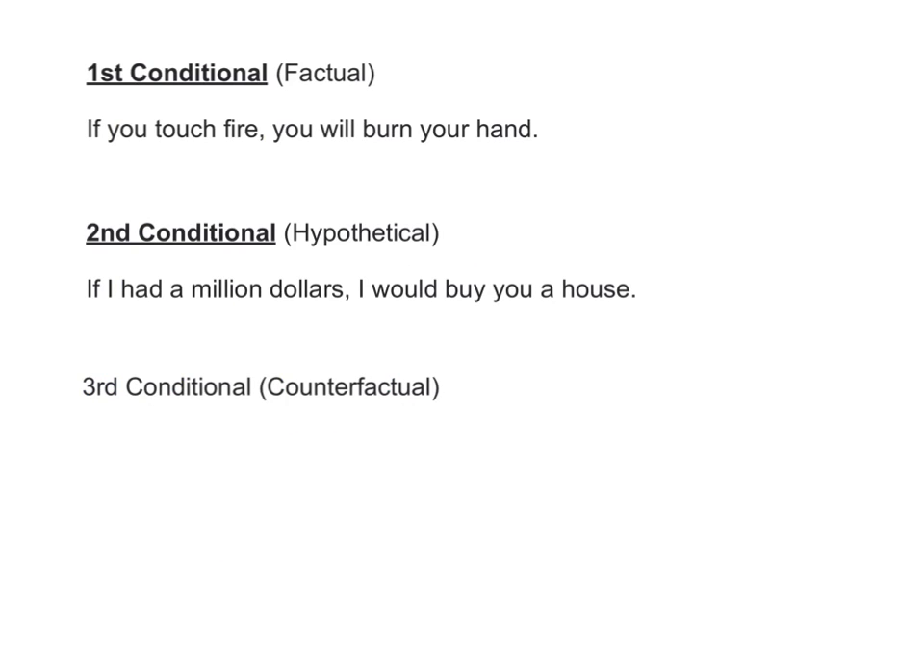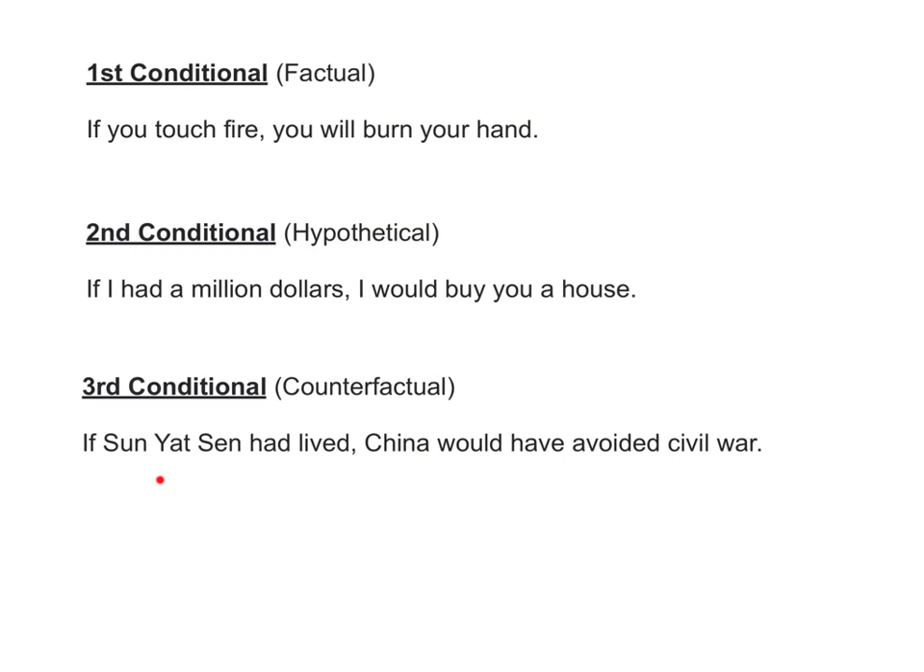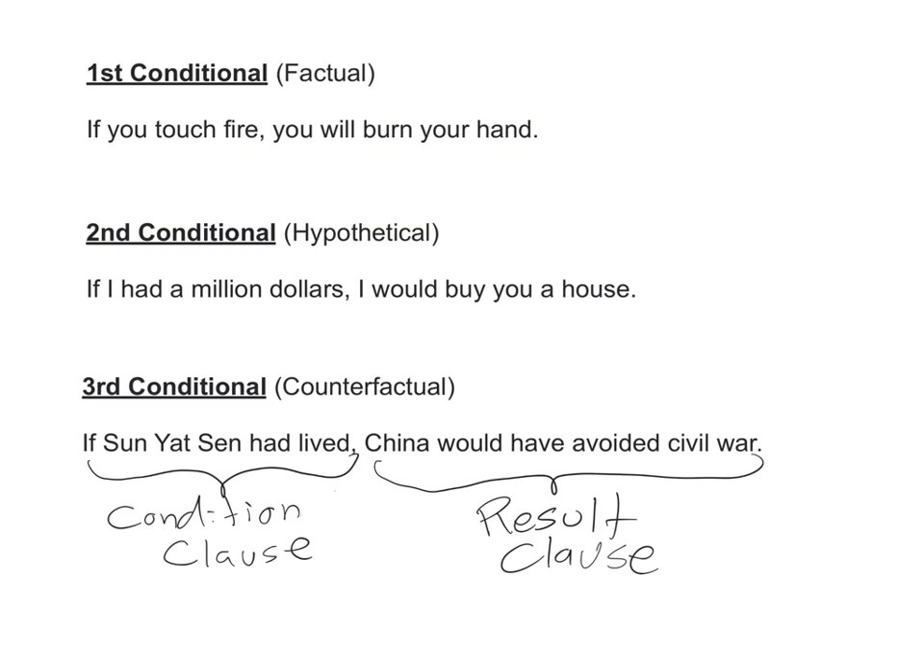So here is my example of a counterfactual conditional statement. If Sun Yat-sen had lived, China would have avoided civil war. If Sun Yat-sen had lived, that's the condition clause, China would have avoided civil war. That's the result clause. Now, let's look at the grammar structure of this third conditional sentence.